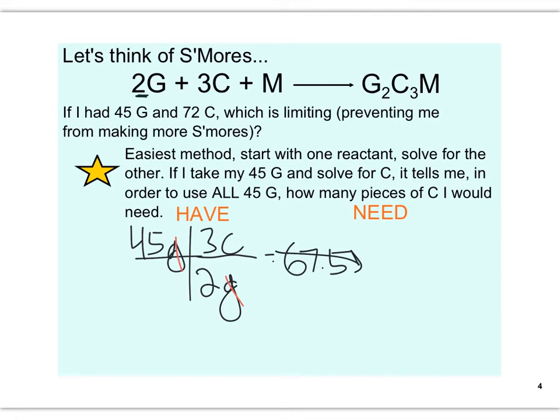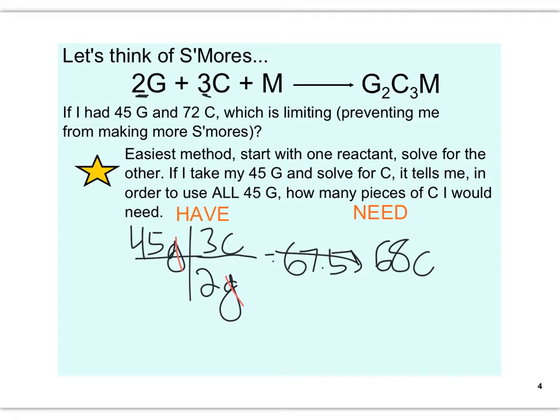Realistically, since these are exact conversions, that 2 to 3, we ignore those sig figs. So we're going to round this. We would need 68 pieces of chocolate. So again, what that number tells me, what that 68 means, is that in order to use up every single one of my pieces of graham cracker, I would need exactly 68 pieces of chocolate.